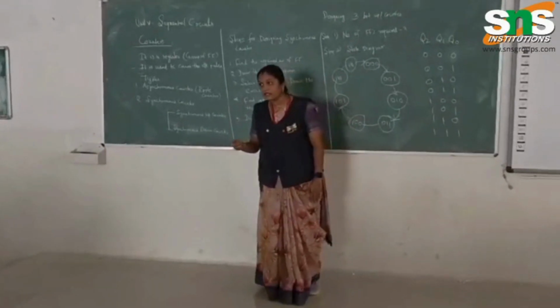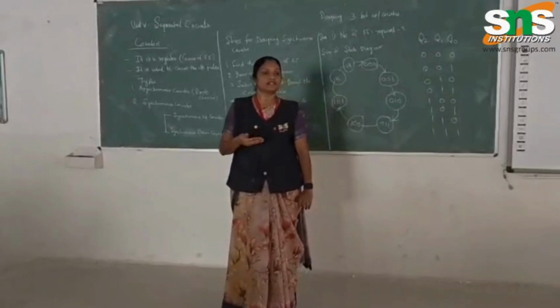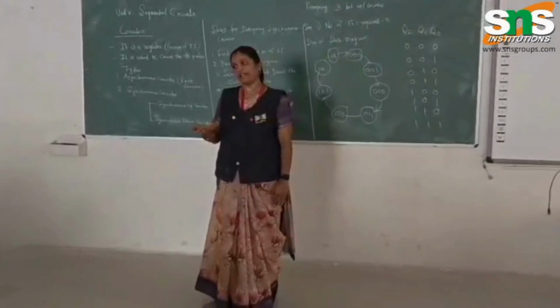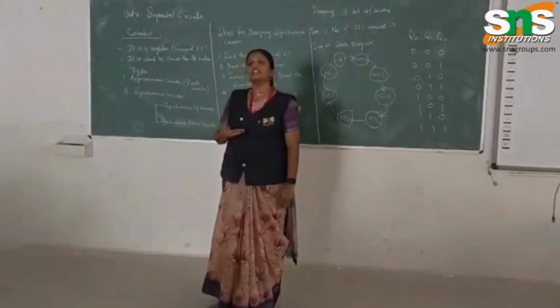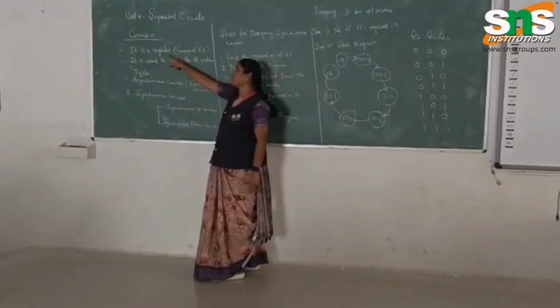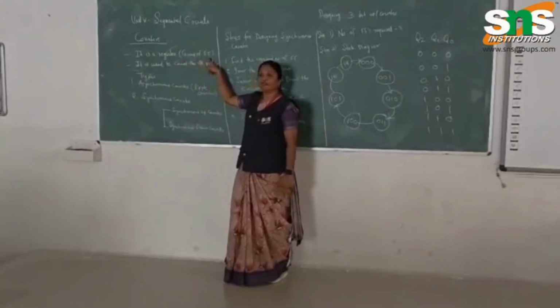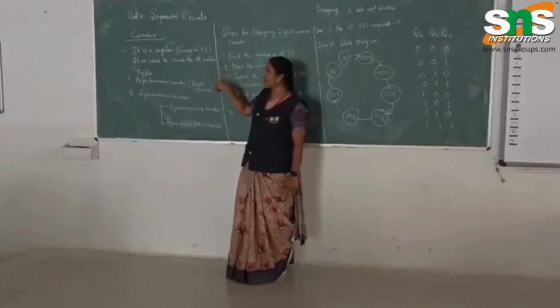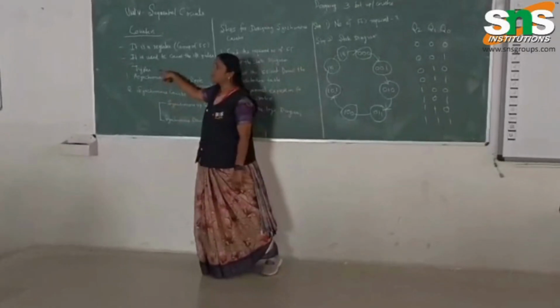A register is used to store binary information. Suppose it is made up of flip-flops, then it is a register. A counter is a register, that is a group of flip-flops, and it is mainly used to count the clock pulses. Okay. So next, the types of counters.